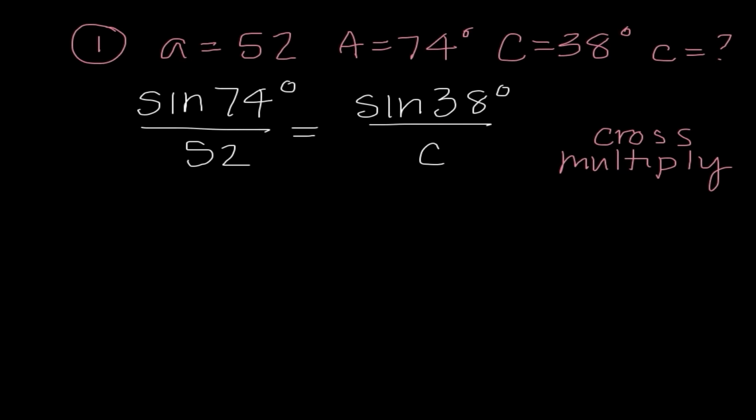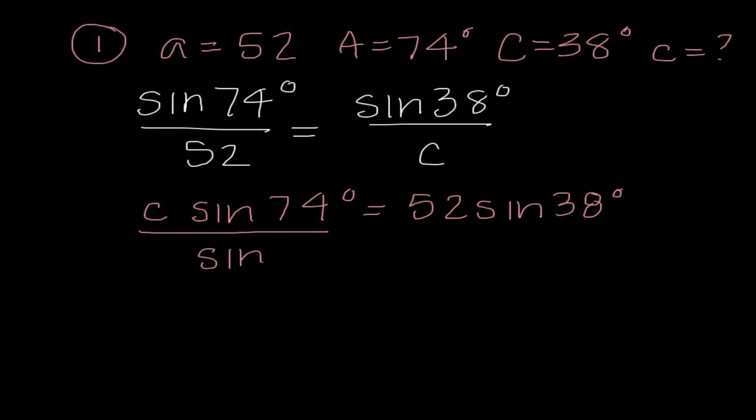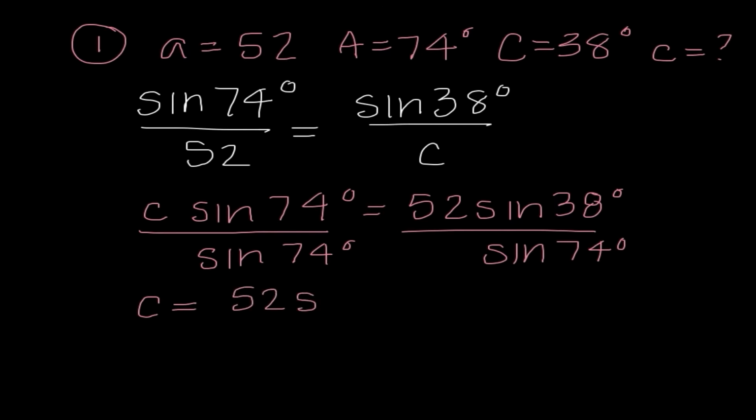At this point, I want to go ahead and cross multiply. And I end up getting C times the sine of 74 degrees equals 52 times the sine of 38 degrees. I'm also going to divide both sides by sine of 74. So I end up getting C is equal to 52 times the sine of 38 divided by the sine of 74.